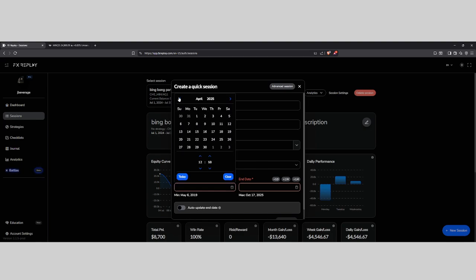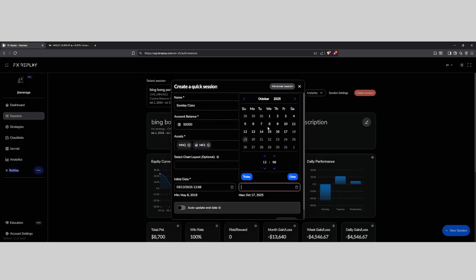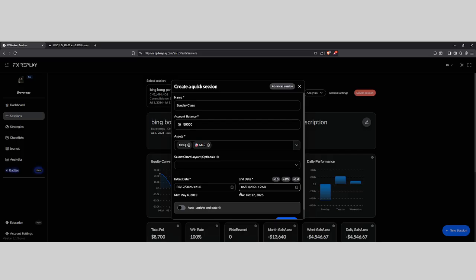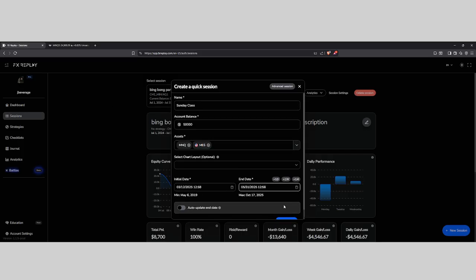I don't know why, but I was thinking about going back to March this year. We'll go March 12th, it's a good day, and we'll end it... let's just go to the end of May. I got 50K in here. We're doing NQ and ES.